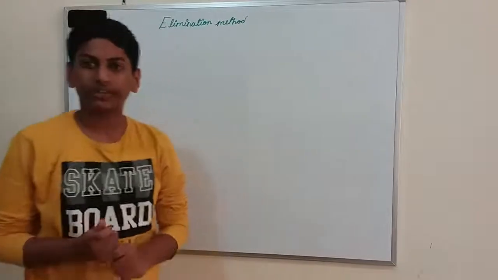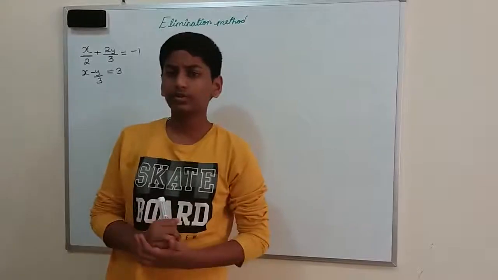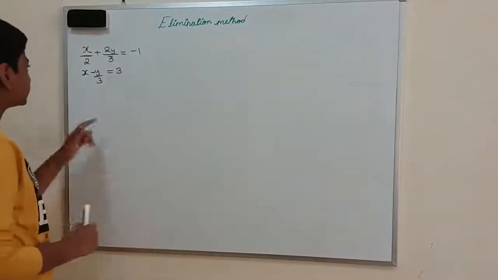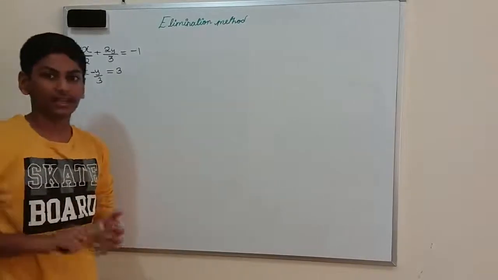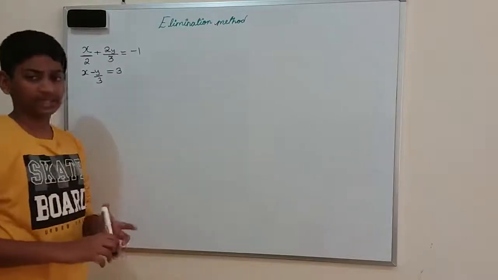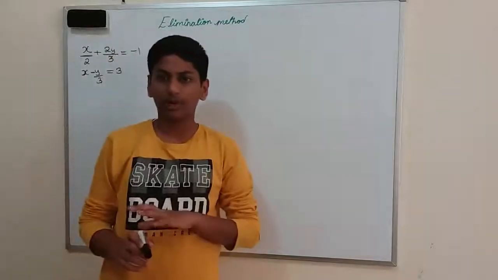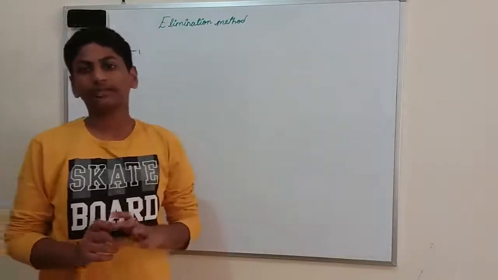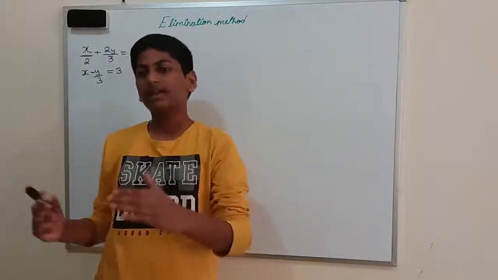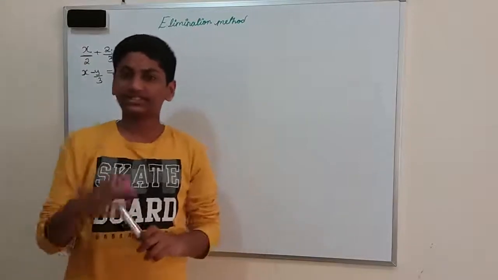Okay, now let's solve another problem. Last time we did it with whole numbers, but now we are going to do it with fractions. For example, I took x by 2 plus 2y by 3, which is equal to minus 1. And the next one as x minus y by 3, which is equal to 3. So what should I do now? I should make them common, or eliminate them with fractions. Eliminating with fractions itself will be complicated, so I'll make it simpler so that it will be easy to understand.